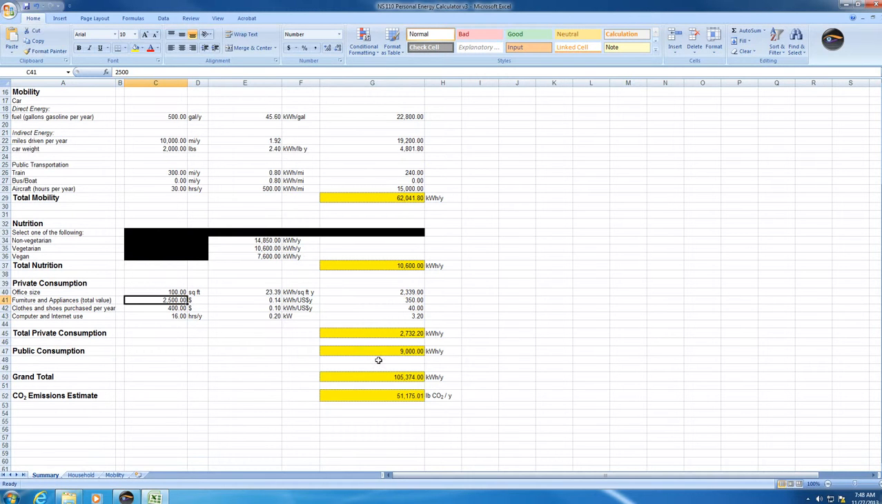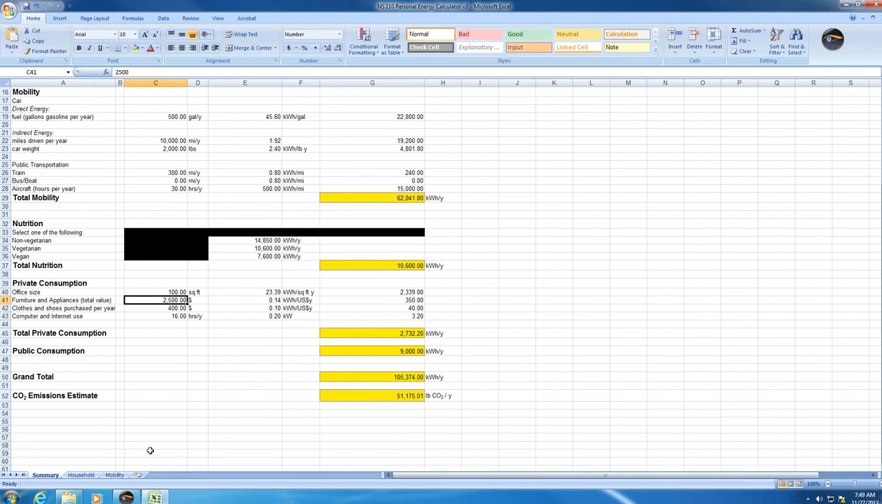A grand total is 105,374 kilowatt hours, which is slightly above average. And the CO2 emission is 51,000 pounds of carbon dioxide that is vented to the atmosphere, that contributes to our greenhouse gas emission and influences global warming.